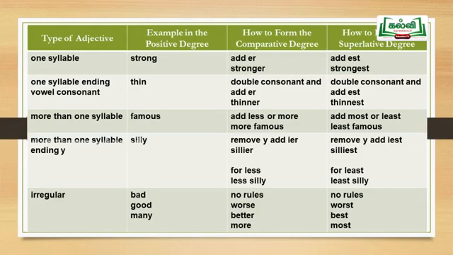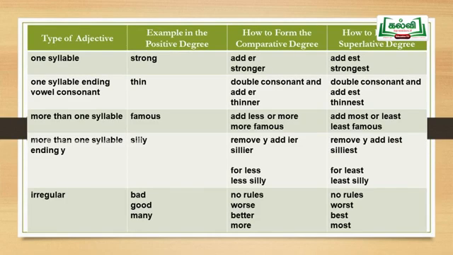Irregular adjective means there is no correlation between these 3 degrees. I have displayed that: bad, worse, worst. So, in these 3 columns, you cannot find the same word repeated. Bad, worse, worst. Good, better, best. Many, more, most. Have you understood what irregular adjectives are? You cannot find the same word repeated in the comparative and superlative.